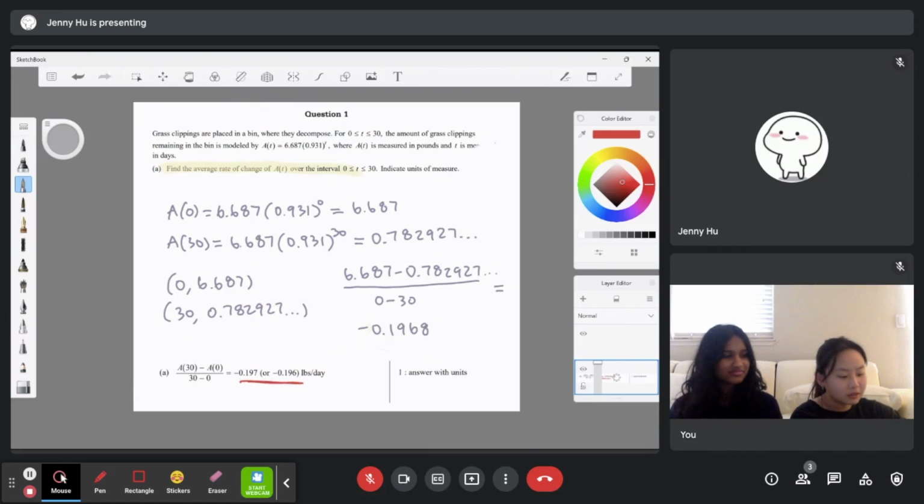And don't forget the units, which is pounds per day, as forgetting the units will cost you the entire point, as you can see from the rubric. The most common mistake students made on this test was forgetting units, so don't forget them.